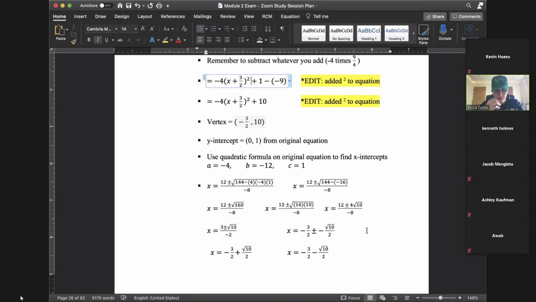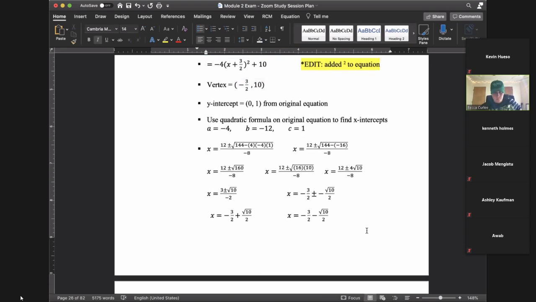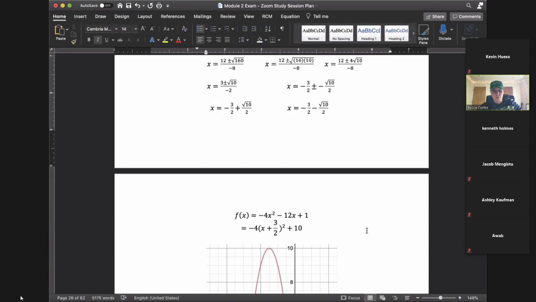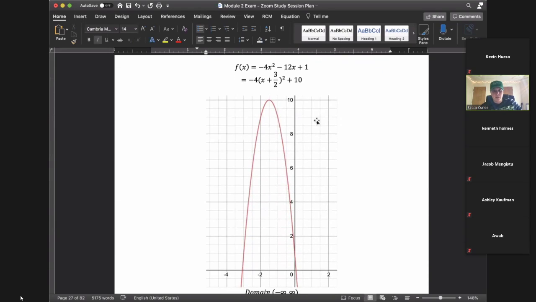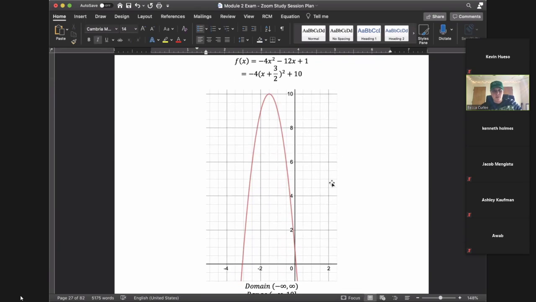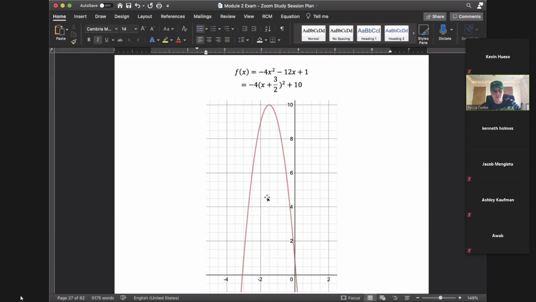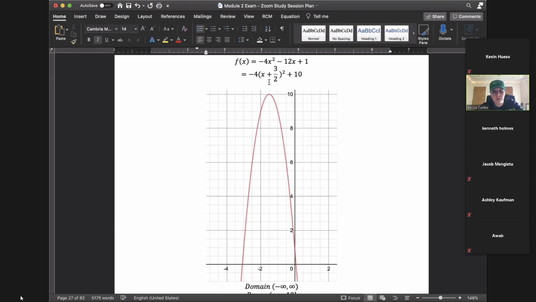I'm pretty sure you guys know how to use the quadratic formula. Anytime you're trying to find your x-intercepts, you're using the quadratic formula. So then we can see here, we've got -4x squared minus 12x plus 1. We can see that our graph here has -3/2, 10 as the vertex. And you can also see that it's the graph of -x squared, an upside down parabola, shifted to the left 3/2 units, shifted up 10 units, and also stretched vertically by a factor of 4.